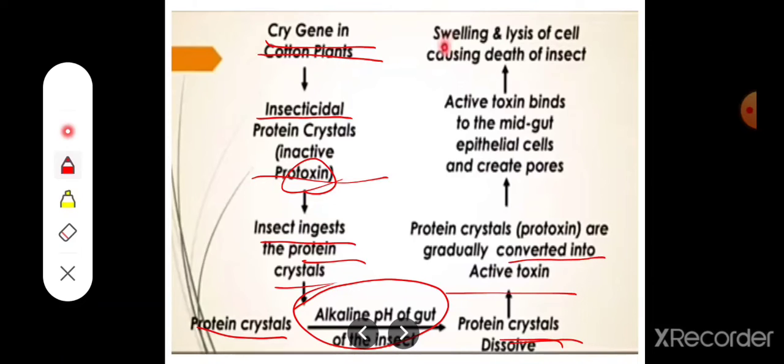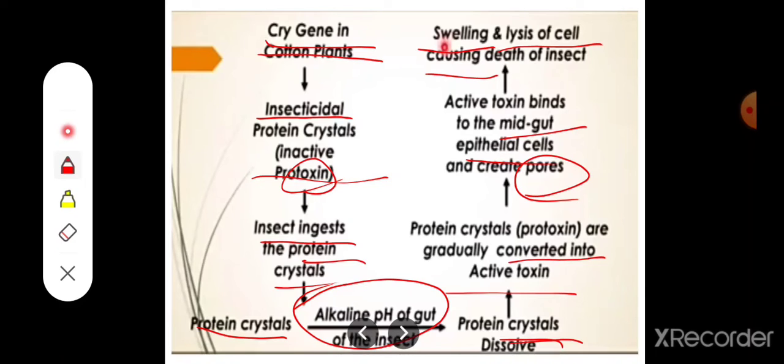It will change into active toxin. And this active toxin will bind to the midgut epithelial cell. So among foregut, midgut and hindgut, this active toxin will bind to the epithelial cells in the midgut, and they will create pores on the gut region of the insect. Pores means holes, they will form small holes in the midgut region. And this will lead to swelling and lysis of the cell. An organism can never live with a pore. So automatically the cells will start swelling and lysis will happen, which is destruction, causing the death of the insect. So at last the insect will die.